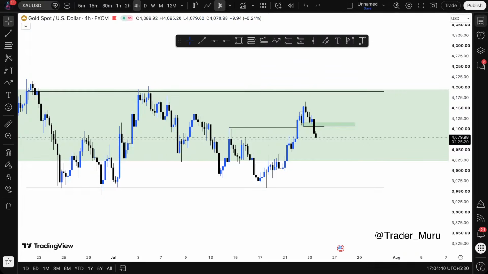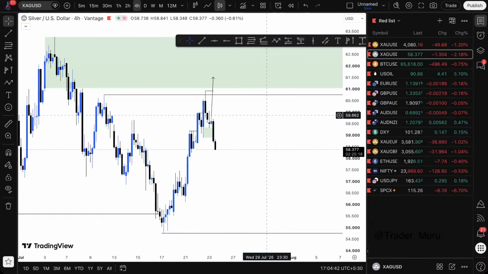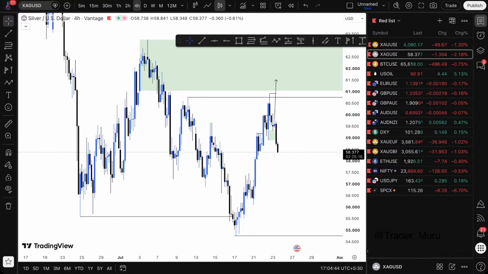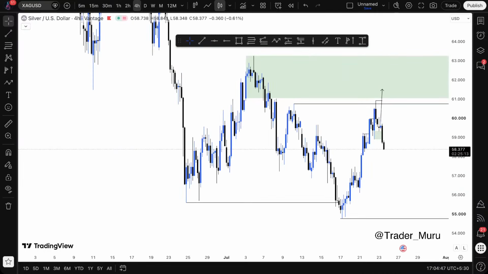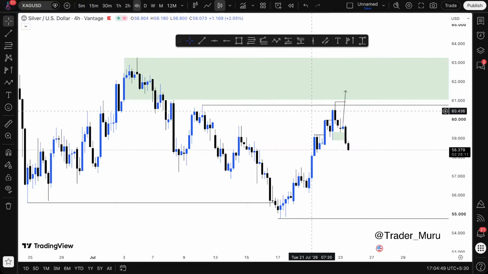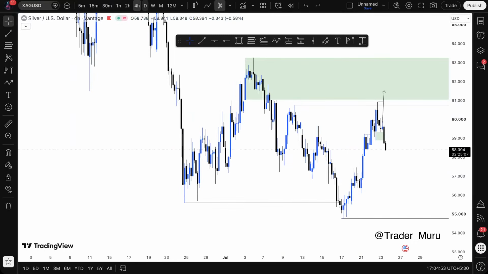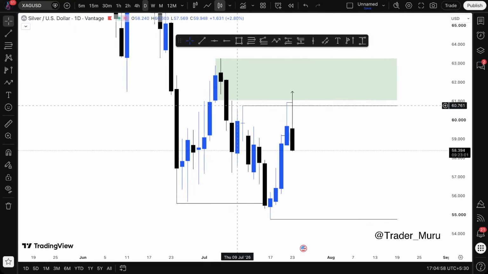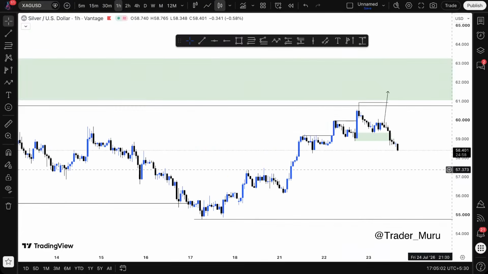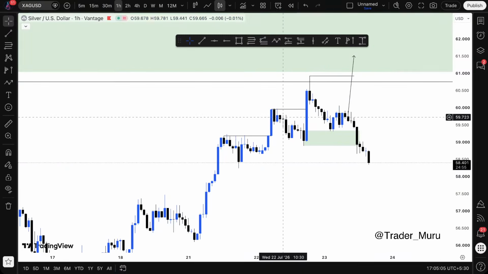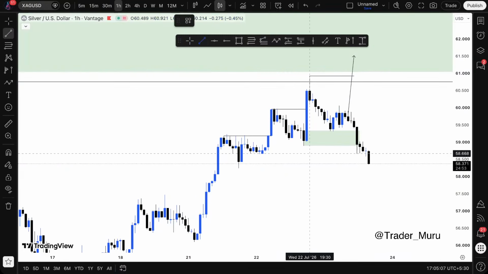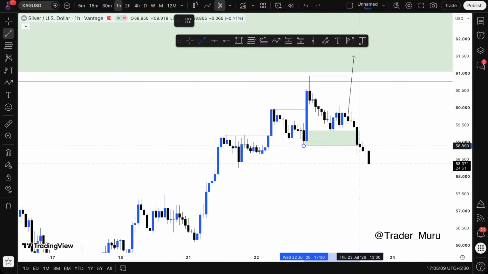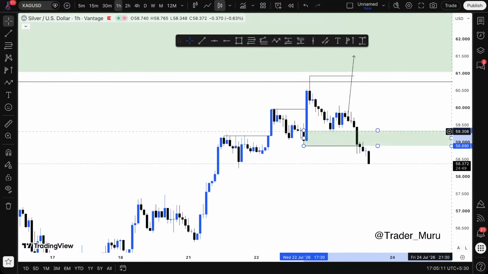Now let's see silver. We already have talked about how silver will be bullish and sweep this high to drop more according to the daily time frame. Silver has already swept that inducement yesterday, and what we have now is a 1 hour change of character in silver. So silver is already bearish, and this is your breaker block from where you can watch for a short entry.